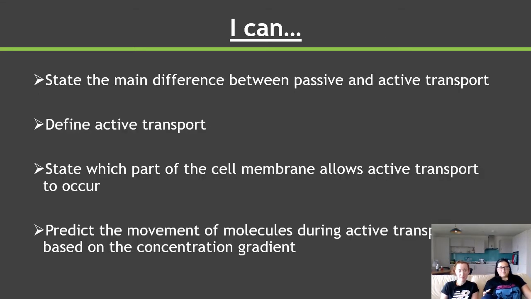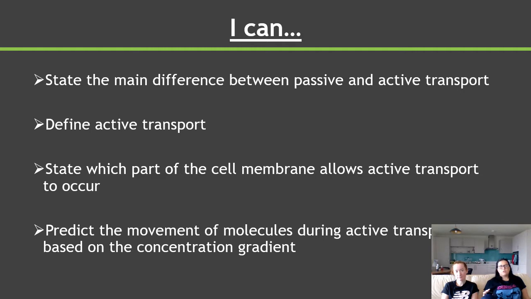Okay, so by the end of this, you should be able to state the main difference between passive and active, which I've pretty much just explained to you. You should be able to define active transport, state which part of the cell membrane allows active transport to occur, and predict the movement of molecules during active transport based on a given concentration gradient. Now that's the key skill at the bottom there.